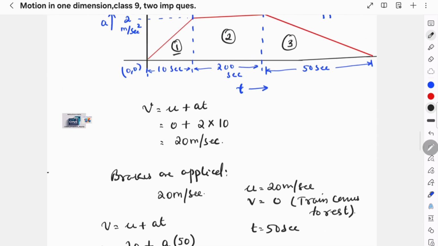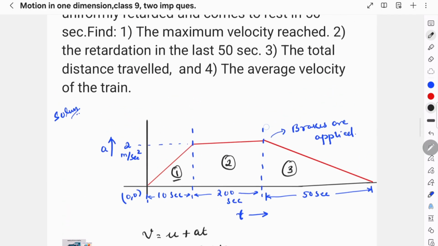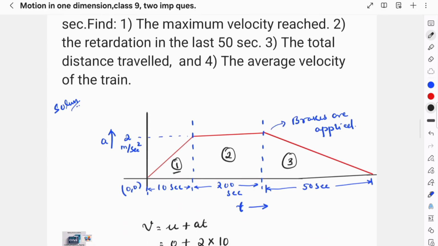So we have got two answers. We asked about the maximum velocity, so we got this answer, and the retardation in the last 50 seconds. This also we have solved. Now the third part is the total distance traveled. The total distance traveled will be the distance traveled in part 1, part 2, and part 3 of the journey of the train.